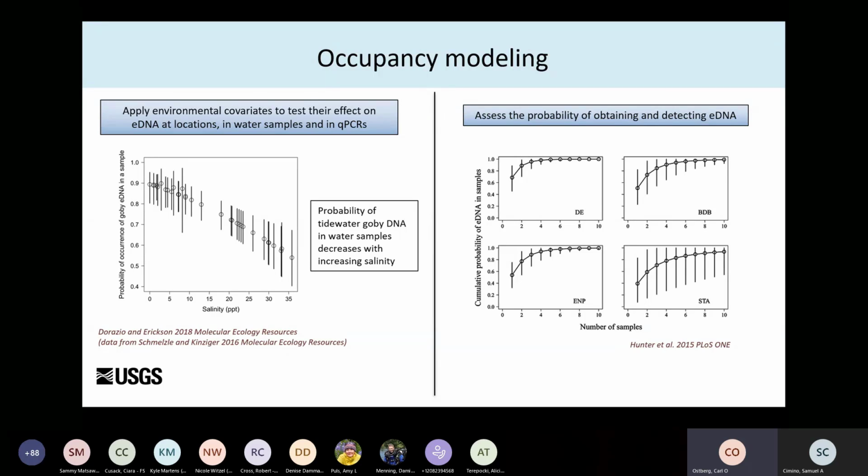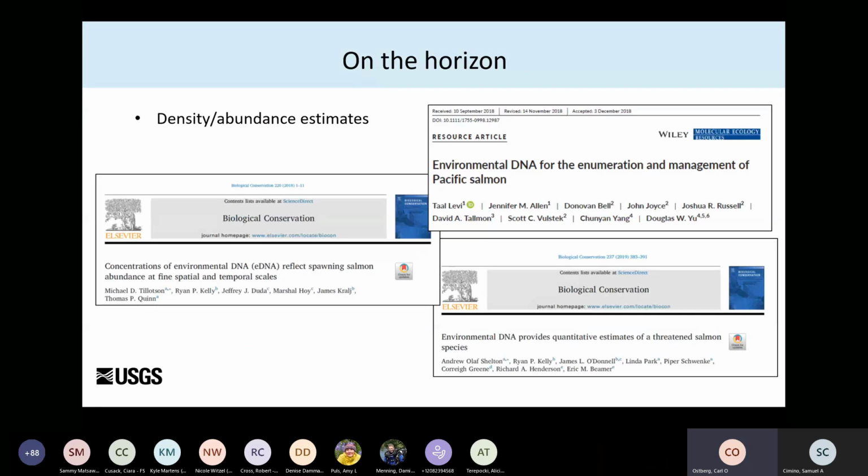Okay, so kind of wrapping this up then, I'll wrap this up by talking about single species methods and applications that might be a bit on the horizon or that we can look forward to. So I haven't talked about using eDNA to estimate abundance and biomass. And there's a great interest in this application with resource managers. There's active research on this topic, several papers that demonstrate significant relationships between eDNA concentrations and population abundance.